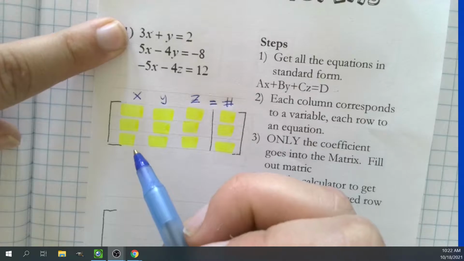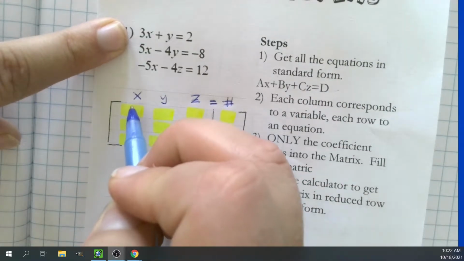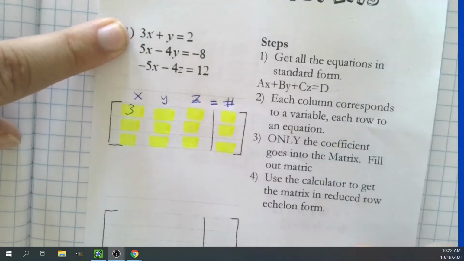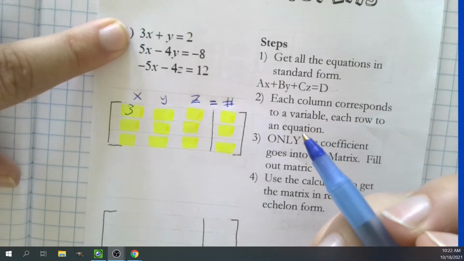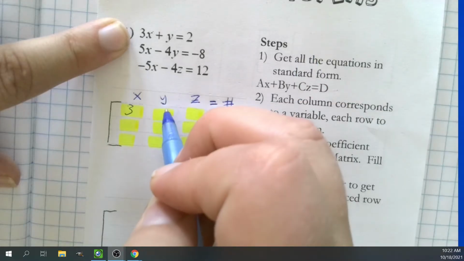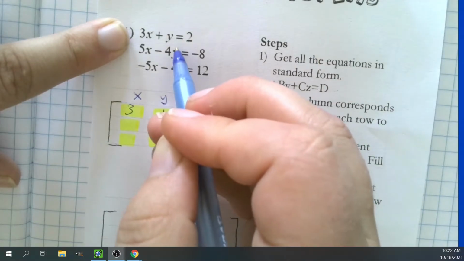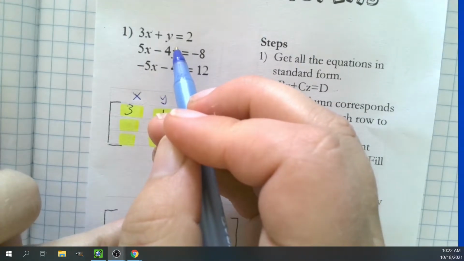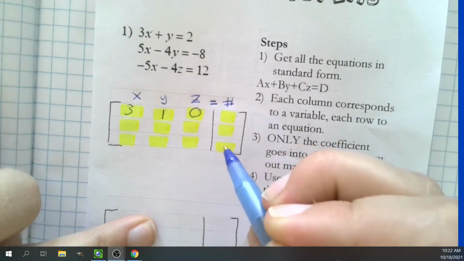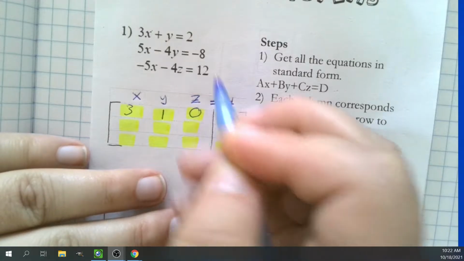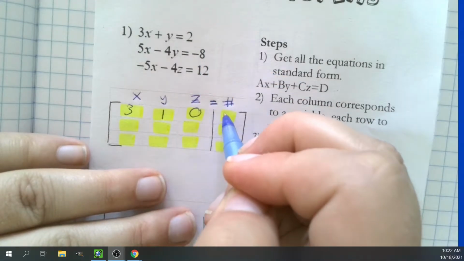How many X's does it have? So we're going to put 3 here. No X. We don't actually put any letters, only the numbers. How many Y's? So it has the number 1. How many Z's? Do you see any Z's? No. So you're going to put a 0. And then what's the number or the constant at the end? 2.